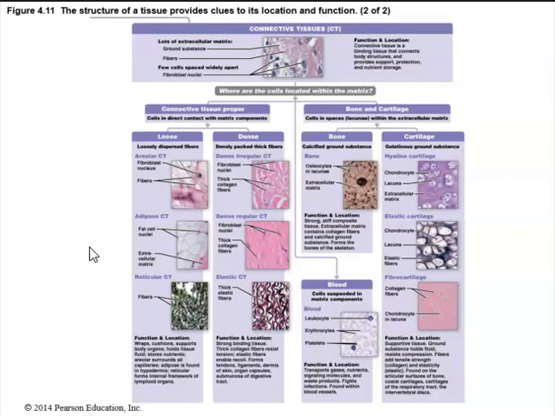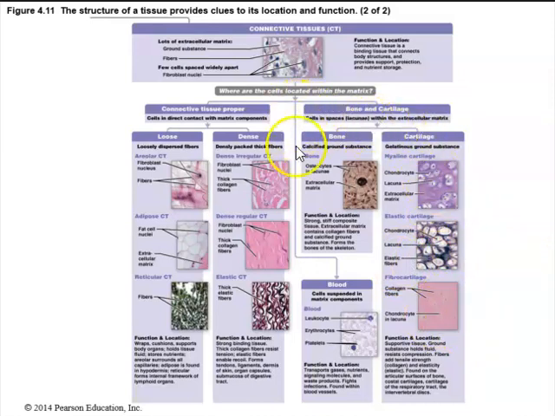We look at cells that are in direct contact with matrix components, which makes up your connective tissue proper, which can then be further divided into loose connective tissue and dense connective tissue and the different types within. And then we have bone and cartilage. In bone and cartilage, the cells are in spaces called lacunae, those open, kind of hollow spaces. And then we looked at the different types of cartilage. We had our hyaline cartilage, elastic cartilage, and fibrocartilage.